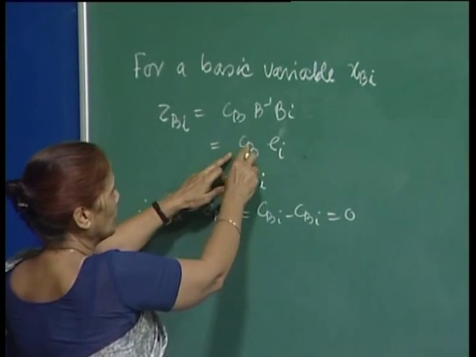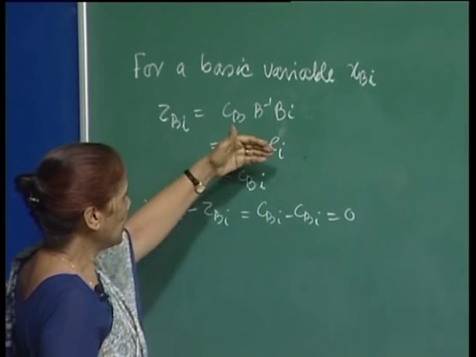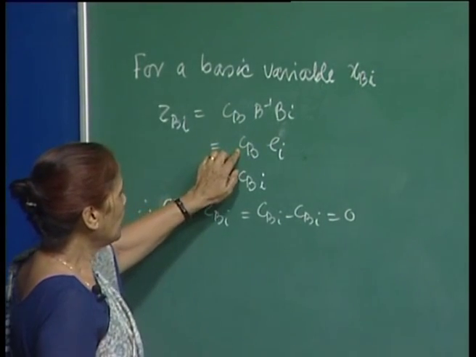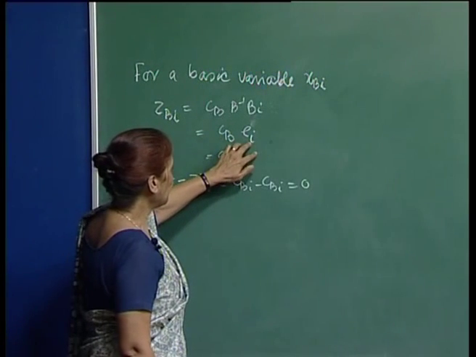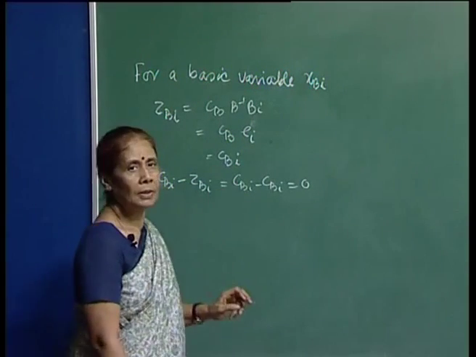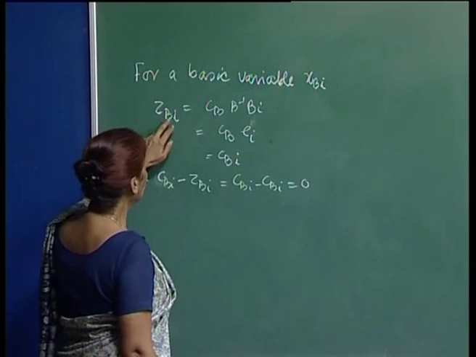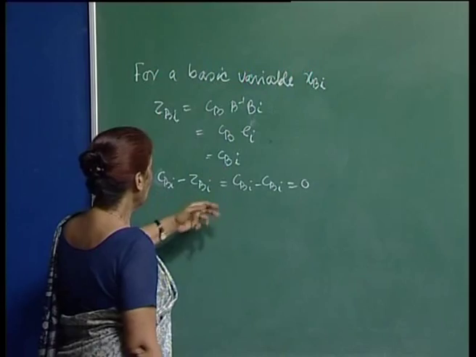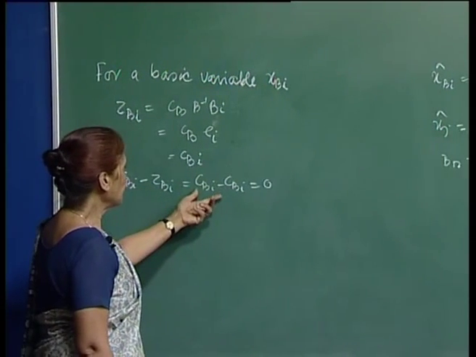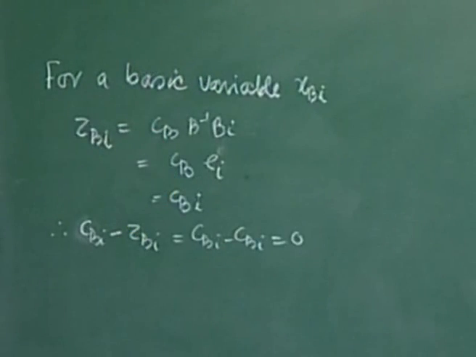component only. So CB, even though this is a column vector, I am writing this as a row vector, so I am not writing the transpose here. This is the m dimensional column, this is the m dimensional. So the product would be simply the ith component of the vector CB, the basic variable. Therefore for a basic variable, the Zbi reduces to CBi, and hence when you want to compute CBi minus Zbi, this will be CBi minus CBi, which is 0. So for a basic variable, the relative cost is 0.